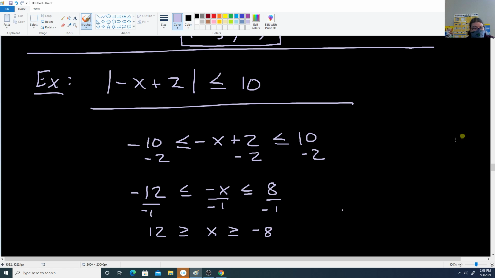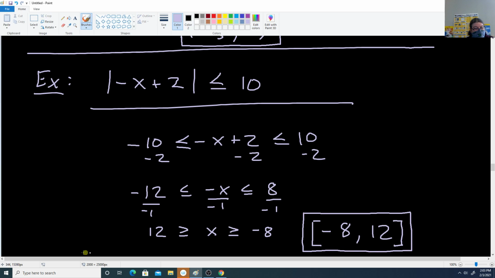So when I go to write this in interval notation, negative 8 is a smaller number, so I go from negative 8 up to 12. It's okay to equal negative 8, so it gets a square bracket, and it's okay to equal 12, so it also gets a square bracket. And we just box that in. And that is how we handle those types.